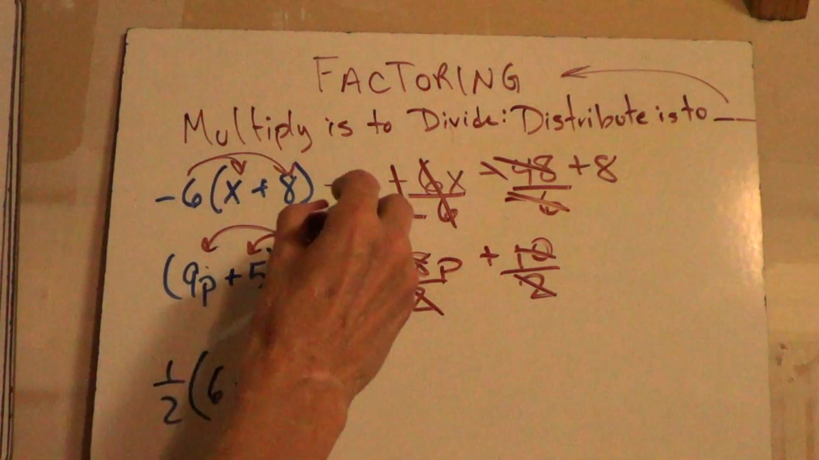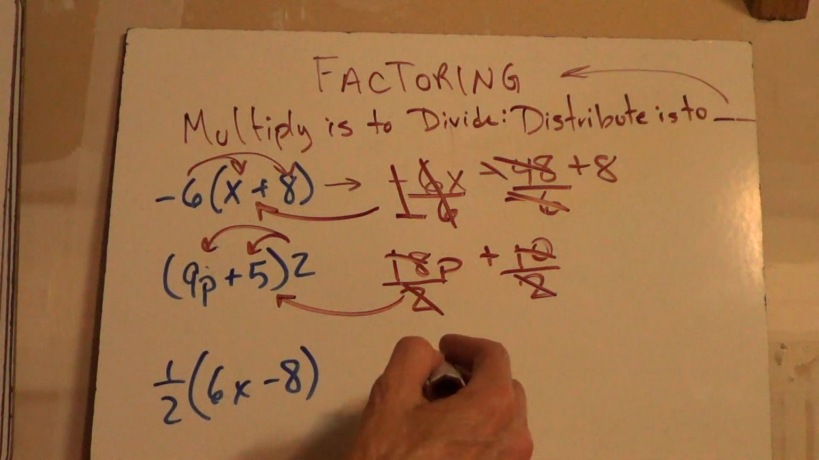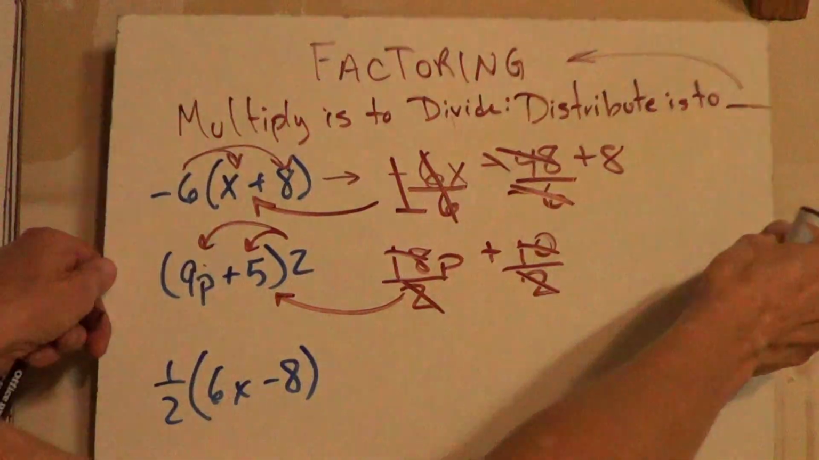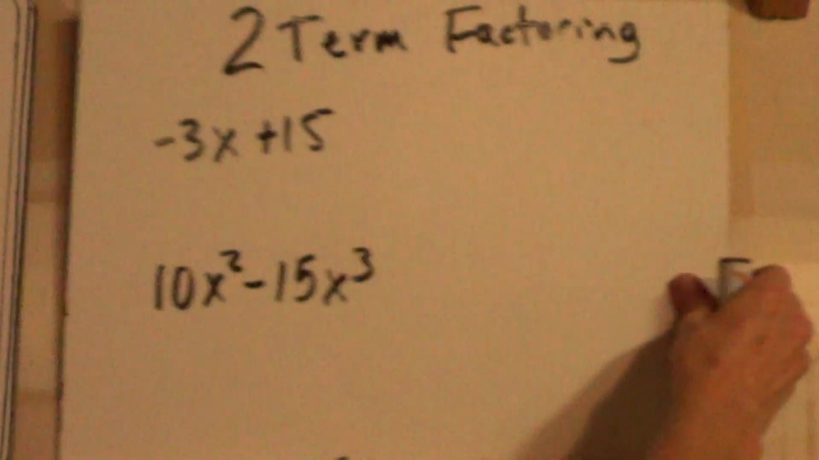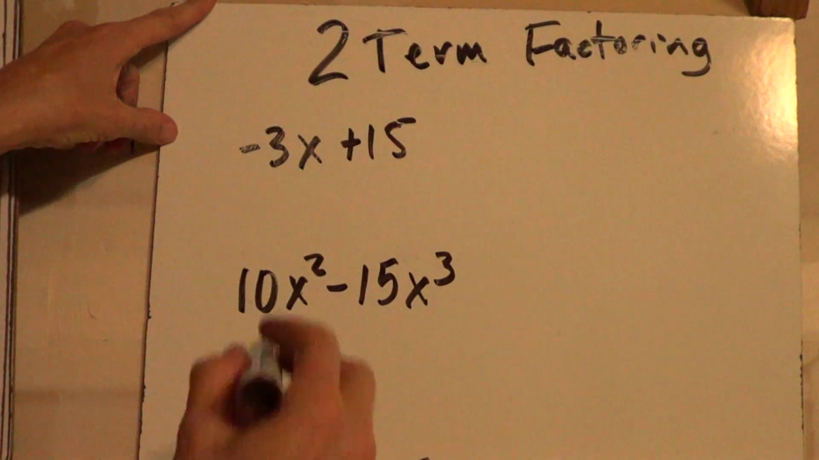So when you factor, you end up with what you started with in the distribution. Now on this one, you could distribute it, but we never ever factor to come out to a fraction. That's why I showed it there. So two-term factoring, it's just the opposite of distributing.